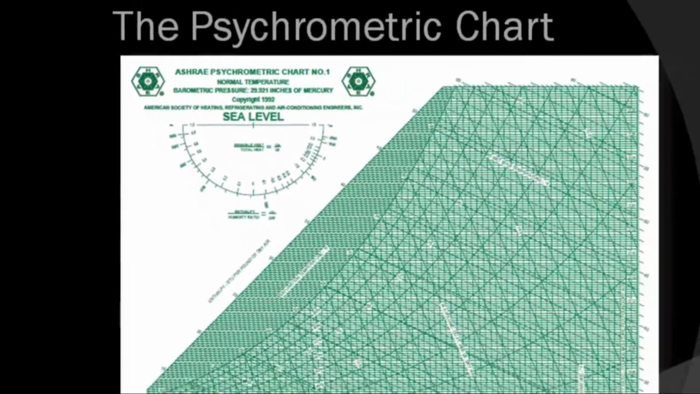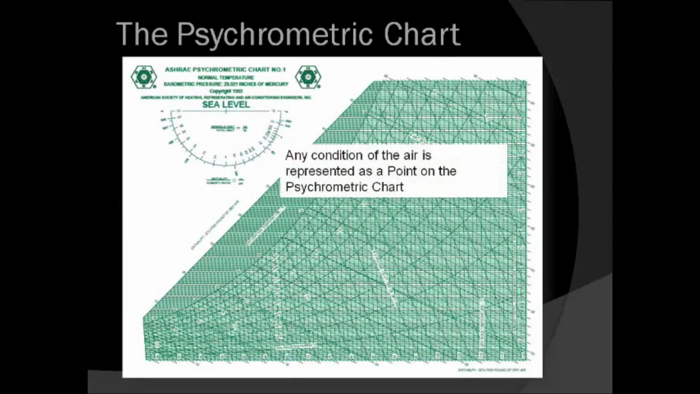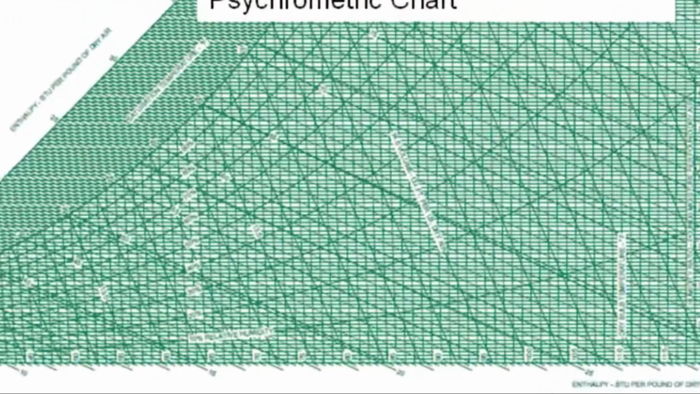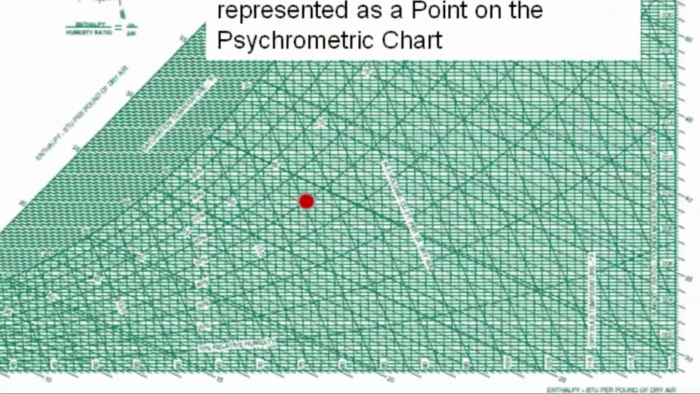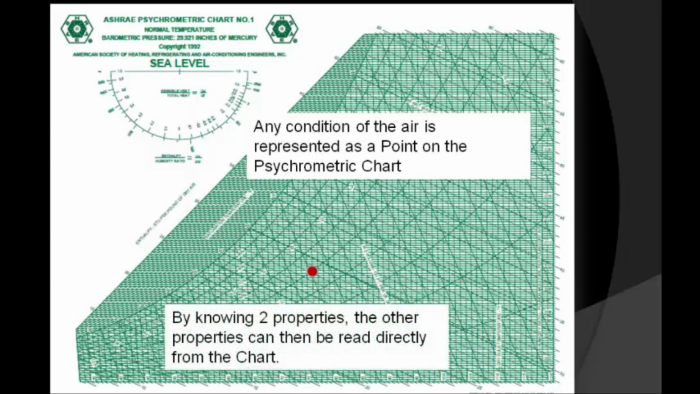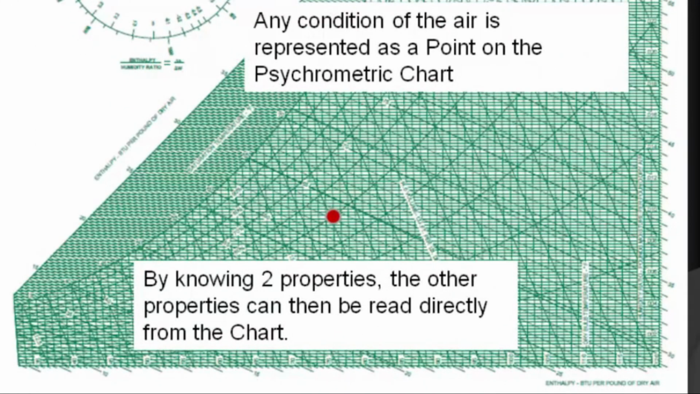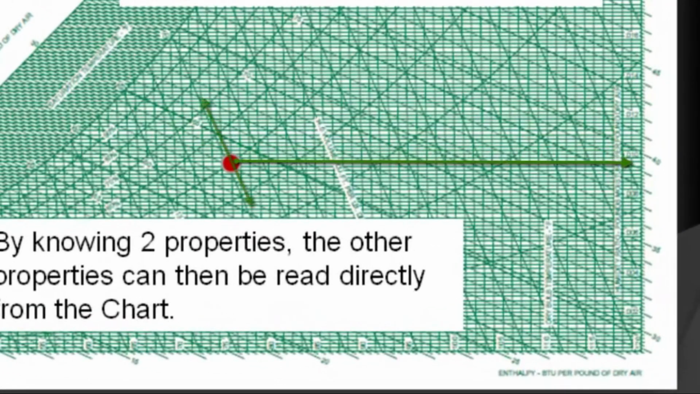Any condition of the air is shown as a point on the psychrometric chart. So, for instance, 75 degrees dry bulb and 50% relative humidity is shown here. Each property is represented by a line or a curve, as with relative humidity. Once a condition is found using any two properties, the other properties can be read directly off the chart. So at 50% relative humidity, 75 degrees dry bulb, we can find the humidity ratio, specific volume, wet bulb, specific enthalpy, and dew point.